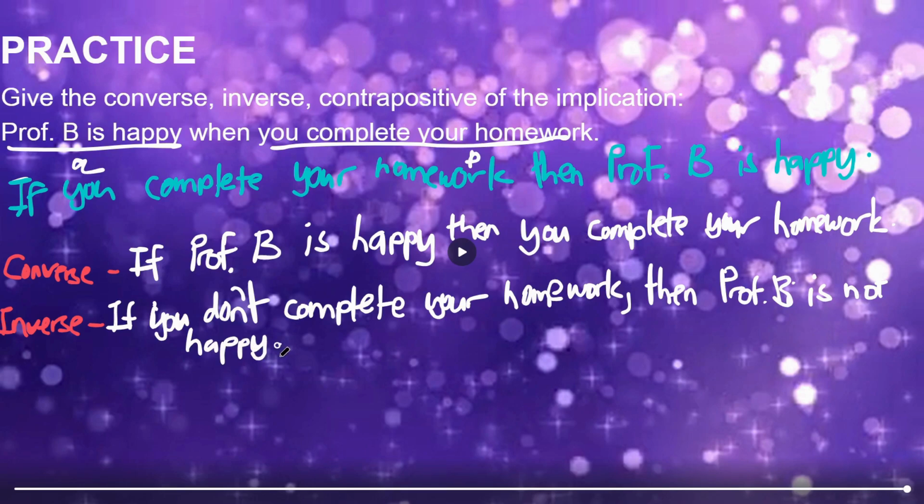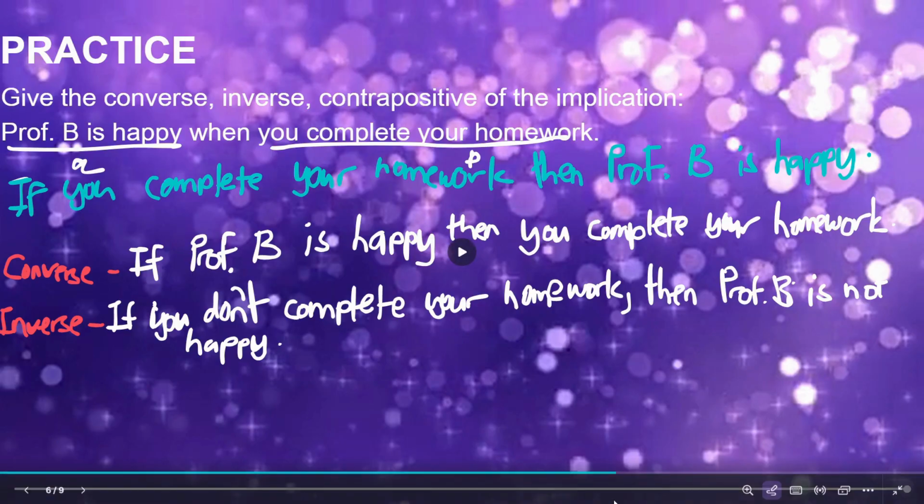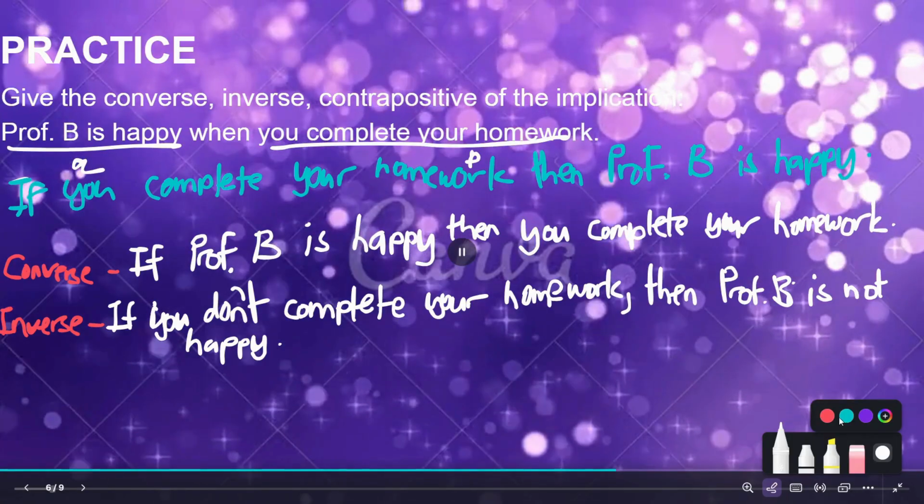Or else Proof B is sad, angry, scolding, any feeling is fine. That's why Proof B is not happy. So that's the answer of the inverse: if you don't complete your homework, then Proof B is not happy. And the last one, contrapositive.